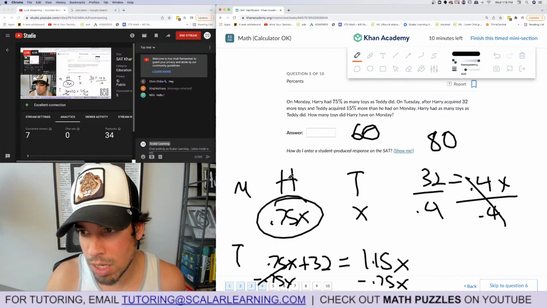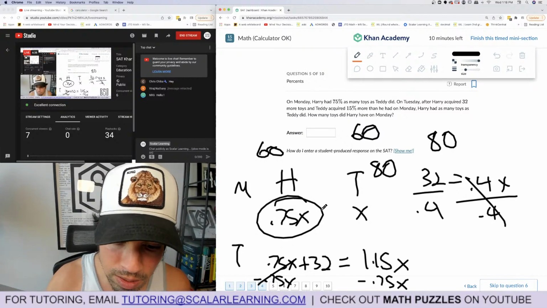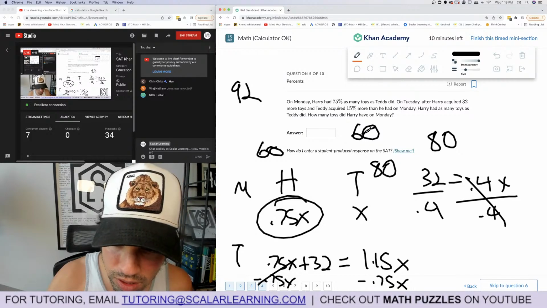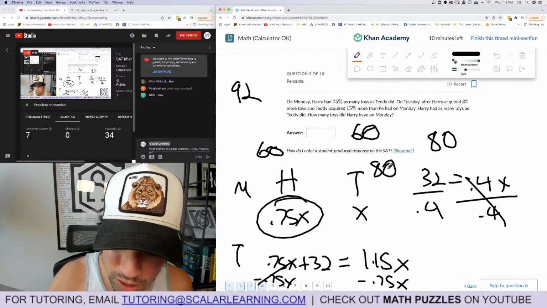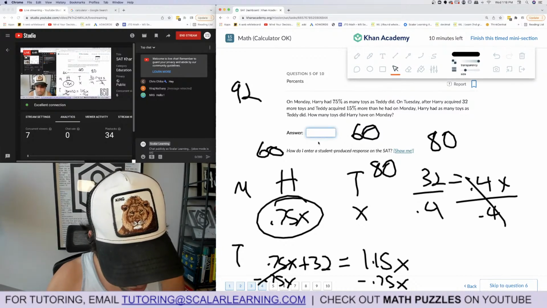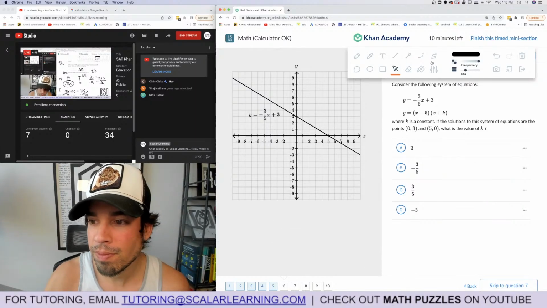Now I'm going to think it through and make sure these numbers make sense. That means if Harry has 60, he had 80, he gains 32, that's 92. He gains 15% of 80, which is 8 and 4, which is 12. Yep, 92, so it works. All right, that's just a quick mental check, plugging things back in. We're good to go. 60, here we go.